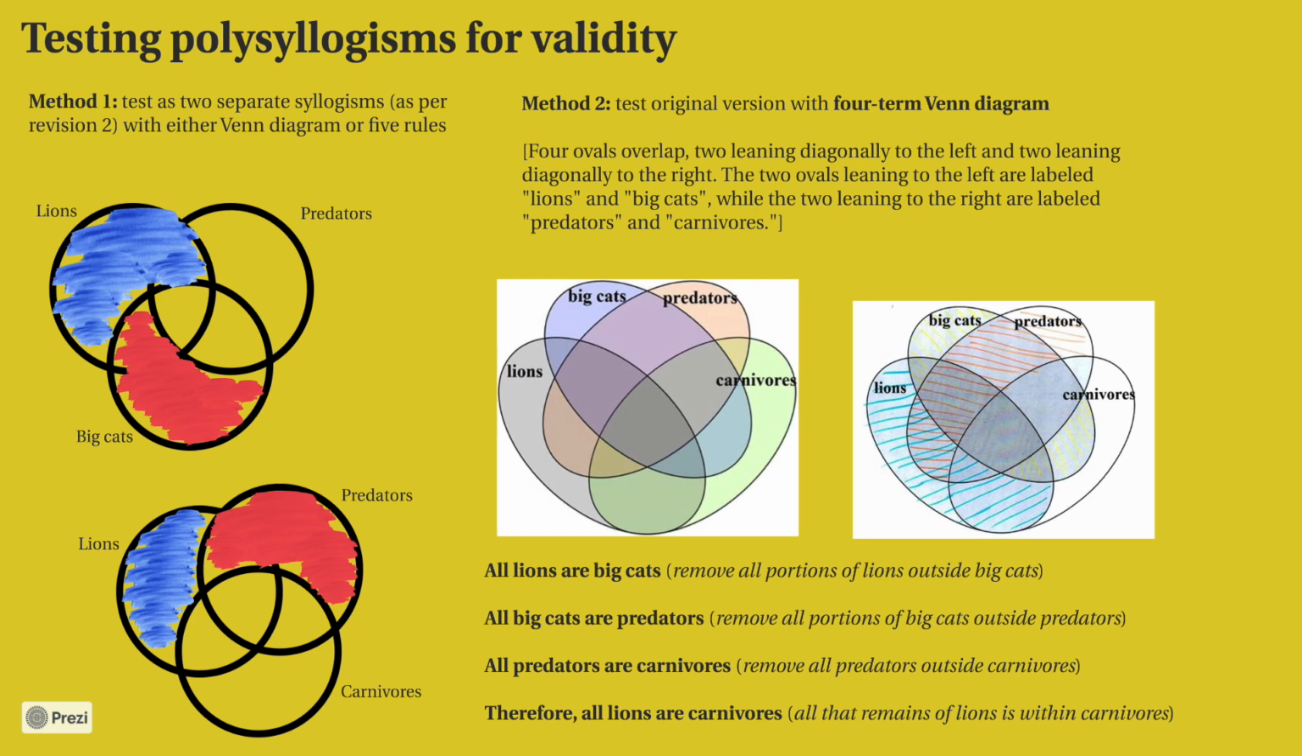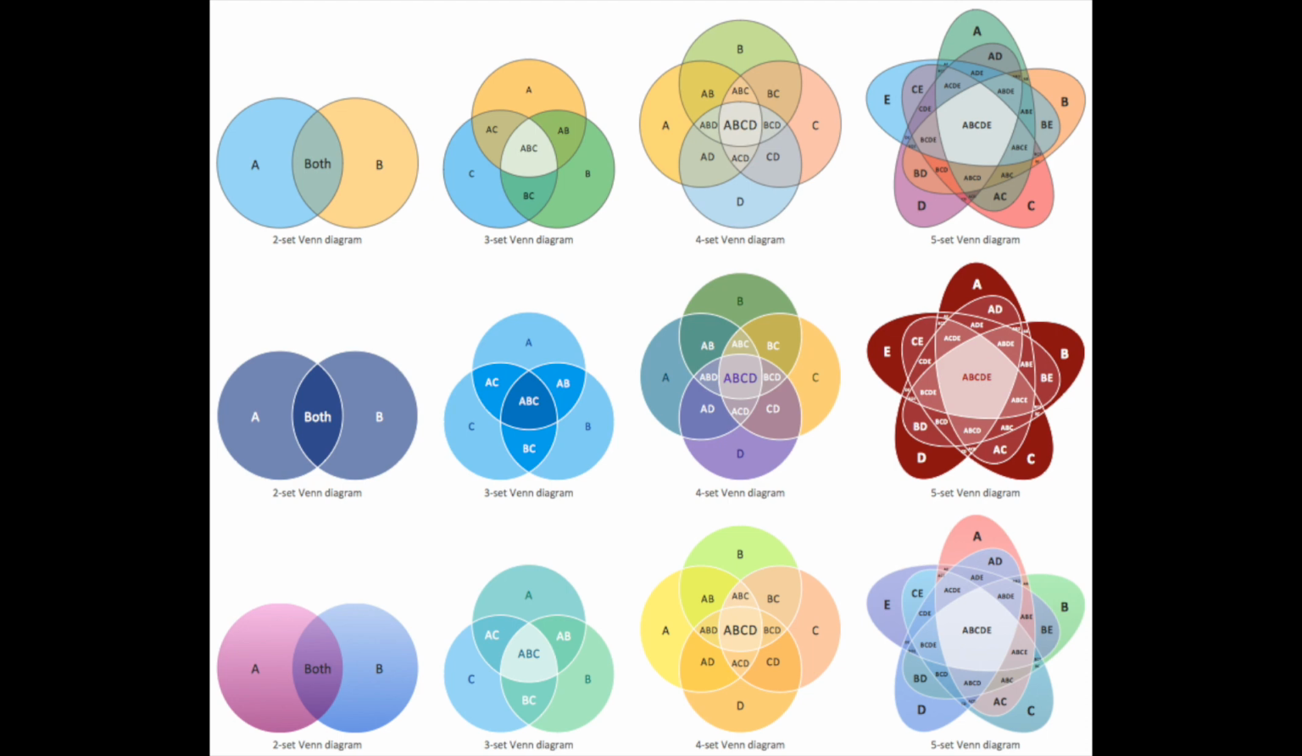First, let's take the proposition all lions are big cats. So we need to remove all portions of lions outside of big cats. Next, take all big cats are predators and remove all portions of big cats outside of predators. Our third proposition says all predators are carnivores, and so we remove all predators outside the carnivore area. And the conclusion is that all lions are carnivores, and indeed all that remains of our lion category lies within the category of carnivores.